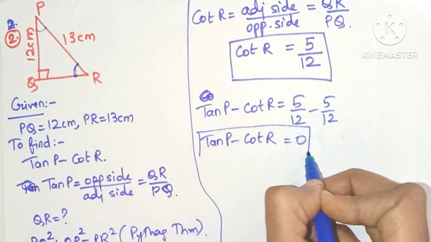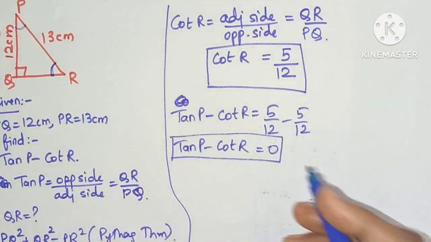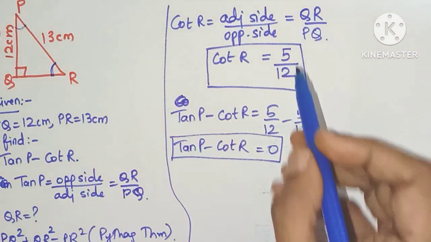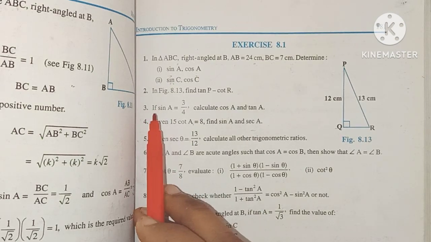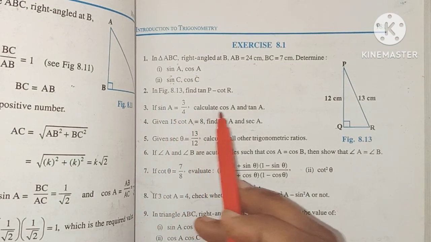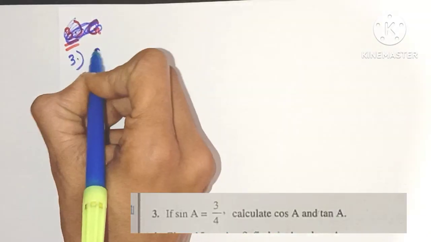So friends, maths is all about finding out such patterns, you know. So keep this in mind because as we go later in the chapter, you will know why these two ratios are the same. The third question says, if sine A is 3 by 4, calculate cos A and tan A. So let's solve this. So let's write the data that is given to us.